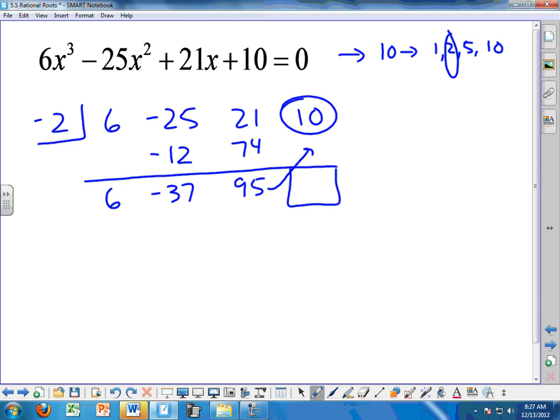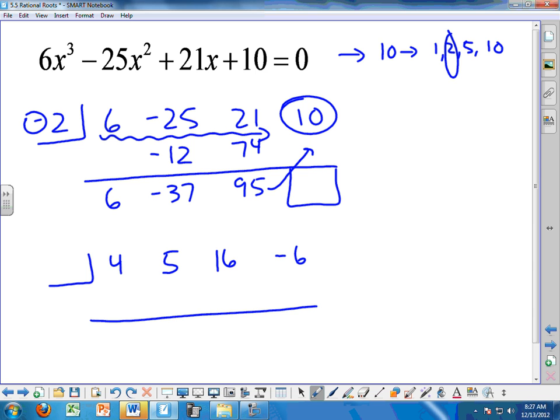So what we see is that sometimes you can see a pattern right from the beginning, and if they begin by alternating, we're not going to want to choose a negative number. Likewise, if the numbers, for example, if I had a 4, 5, 16, and a negative 6, then these numbers do not alternate at the beginning. They're all the same, and so I would not try a positive number. Instead, I would try a negative number over here. And what that does is it forces the alternation as we work our way down through the synthetic division.